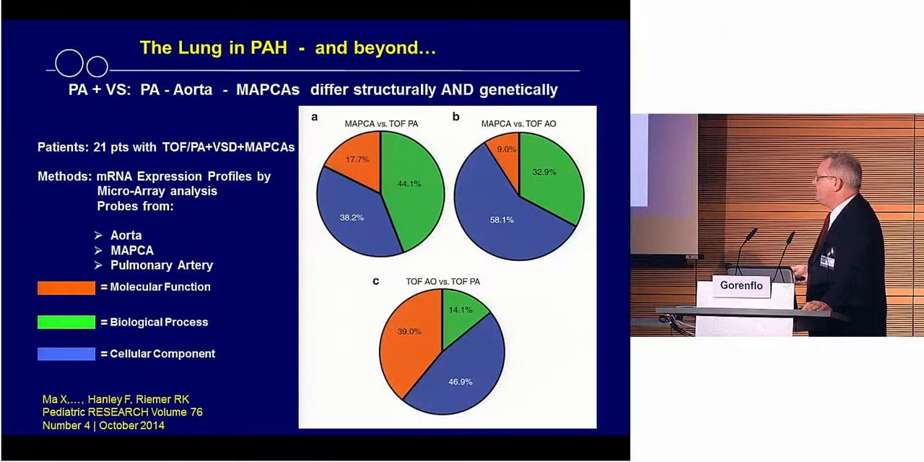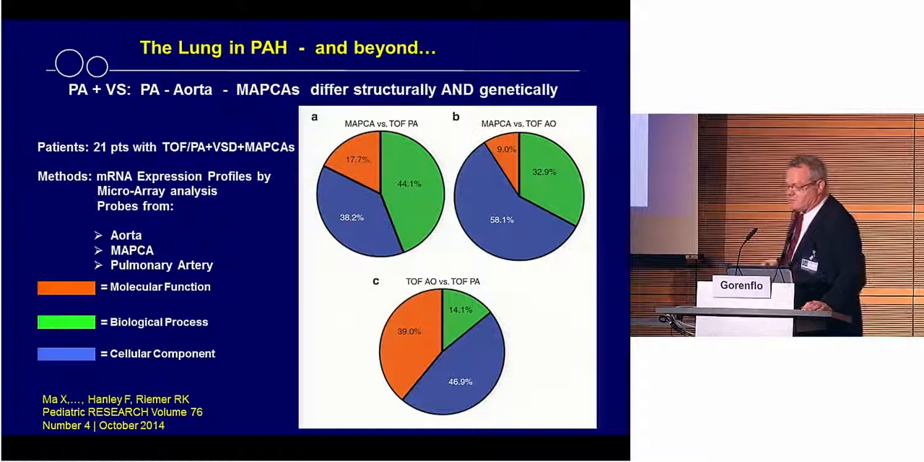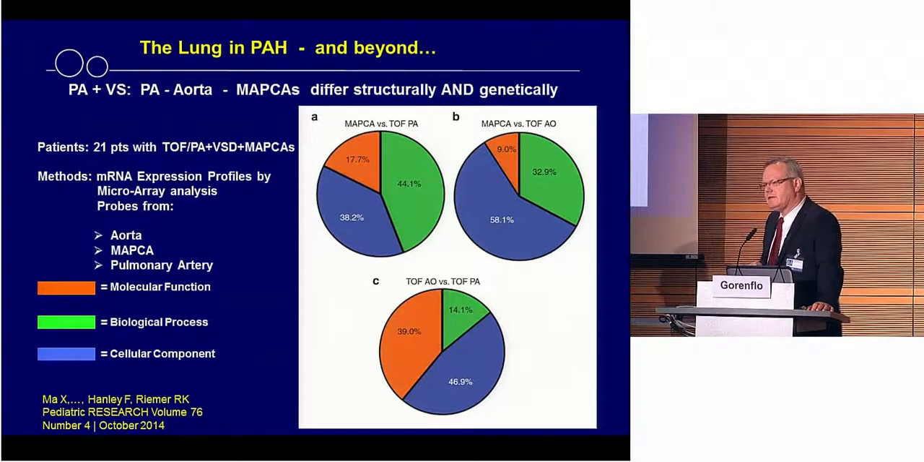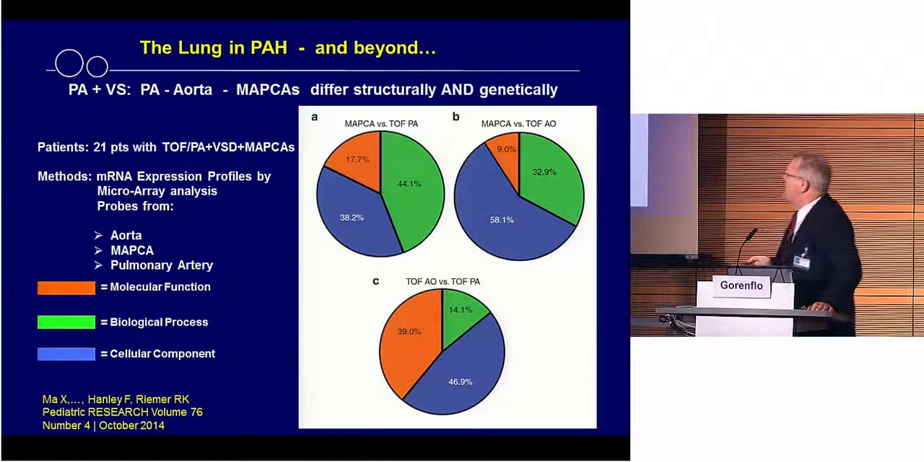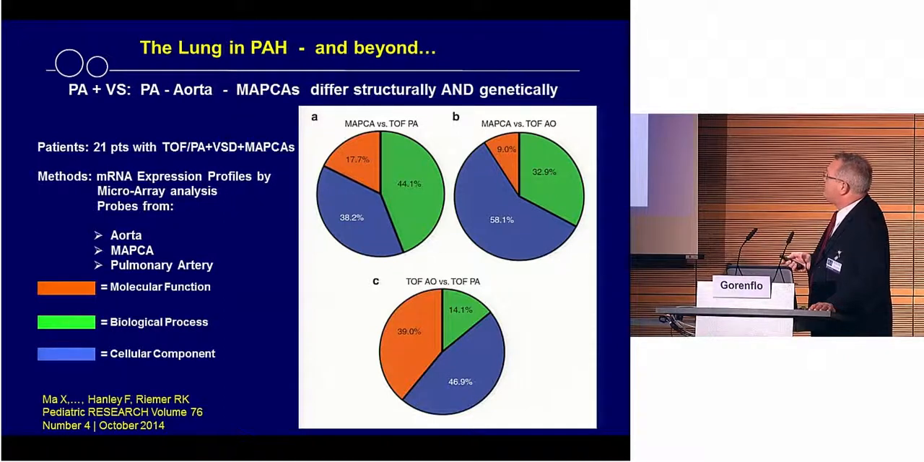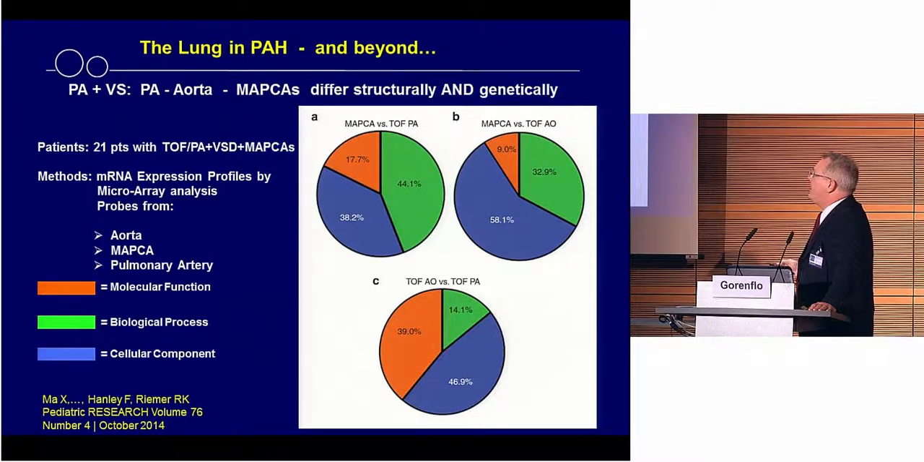So back to the papers of Frank Hanley, with his extremely large experience and a lot of patients. He published a wonderful paper in October 2014 summarizing the genetic differences that we see in bronchial arteries and pulmonary arteries with respect to the mRNA expression profiles. So he took samples from 21 patients, and he did microarray analysis, and he took probes from the aorta, he took MAPCAs, he took pulmonary artery.